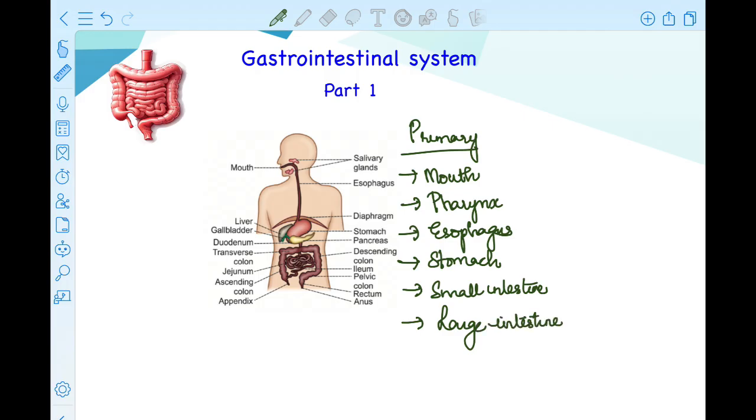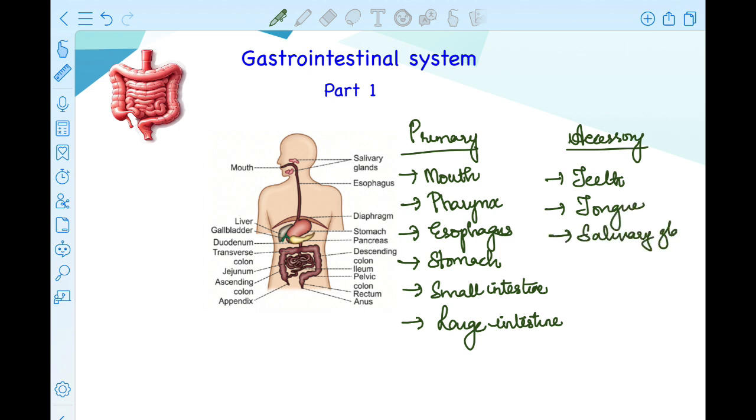Whereas the accessory organs that help these primary organs in digestion are the teeth, tongue, salivary glands, exocrine part of pancreas, liver, and the gallbladder. Even though we call them accessory organs, they are not less important. They are equally as important as the primary organs that help in digestion.